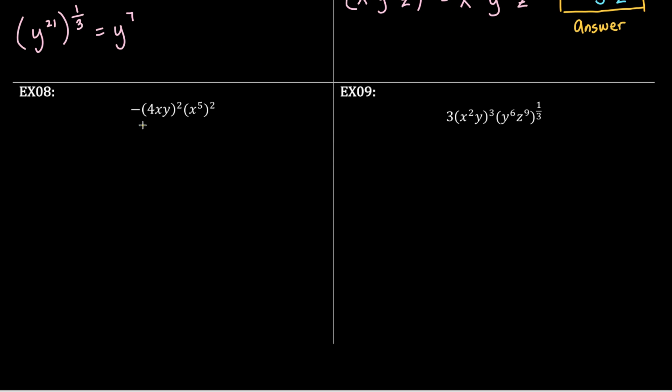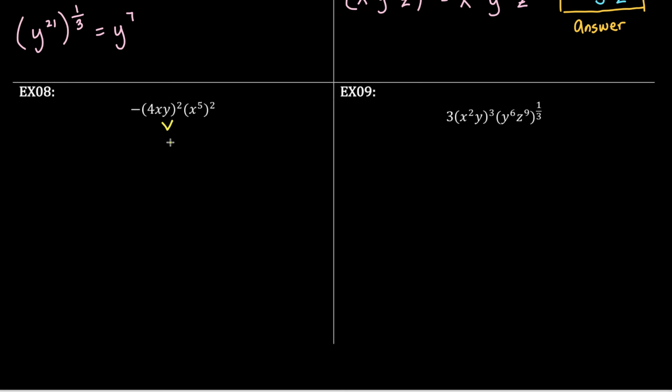Okay, so now we have this. Negative 4xy to the second power times x to the 5th to the second power. So let's do our exponents first, right? Exponentiating our exponent, that will give me x to the 10th power. Not too bad. But now we still have this negative 4x. Oh, okay, you know what? I don't know why I skipped over that.